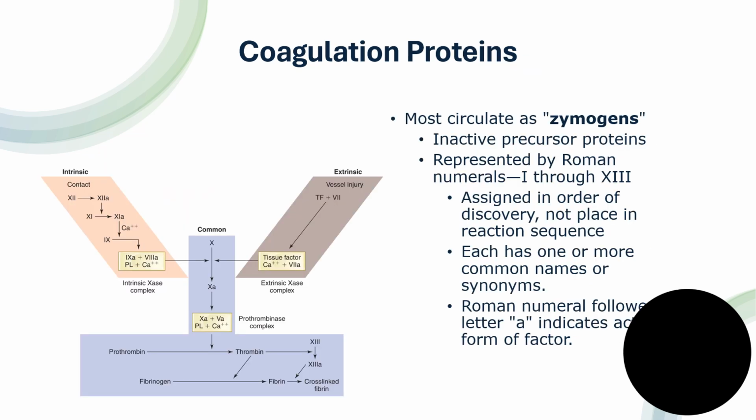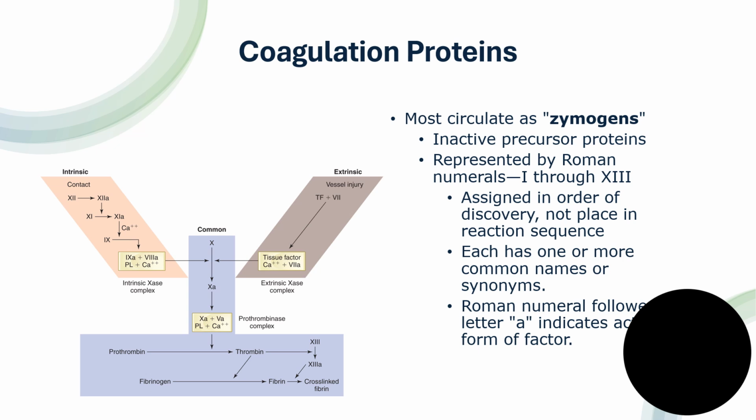Coagulation proteins are a group of plasma proteins that play a key role in the coagulation cascade to form that stable clot. These proteins are primarily produced in the liver and circulate in an inactive form until activated, and are called zymogens. That is their inactive precursor protein form. They are represented by a group of Roman numerals 1 through 13, and the assignment is in order of discovery, not really the place in the reaction sequence. Each has one or more common synonyms, and the Roman numeral is followed by the letter A when it is in the activated form.